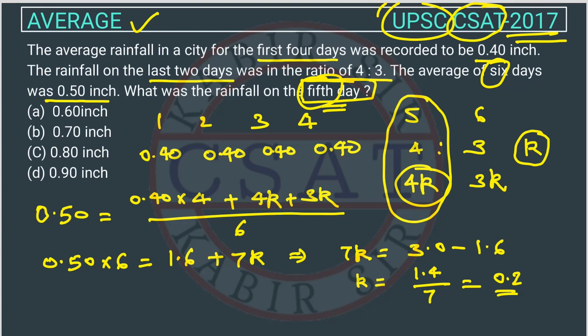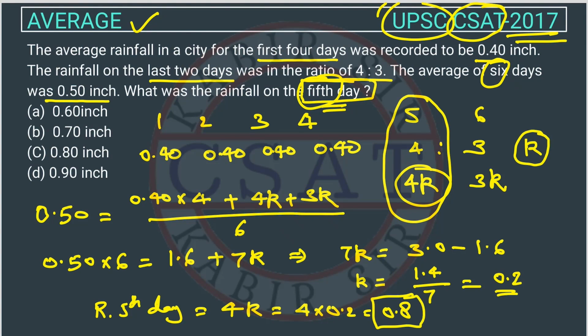So we will put the value of k here. K value is 0.2. So the rainfall on 5th day is equal to 4k, is equal to 4 into 0.2, is equal to 0.8, right? So the answer is option C. So this is our answer, right?